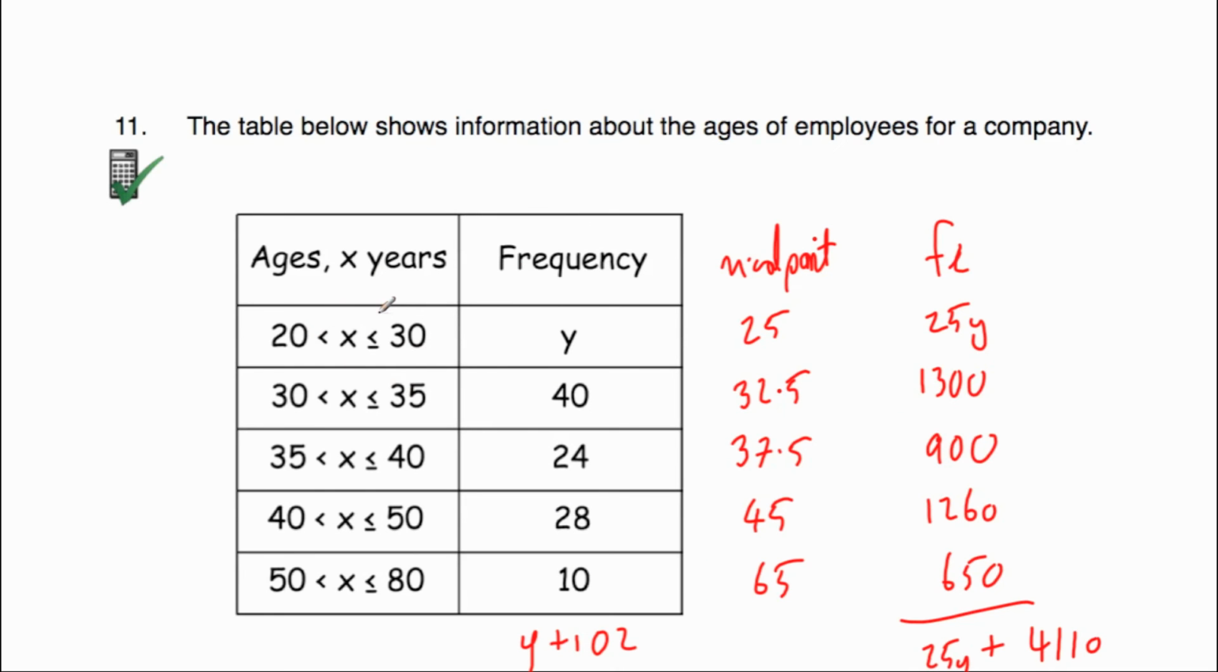Questions 1 to 10 were the standard questions in estimated mean. If you can work those out, you're doing phenomenally well. That was just a bit of an extension question.